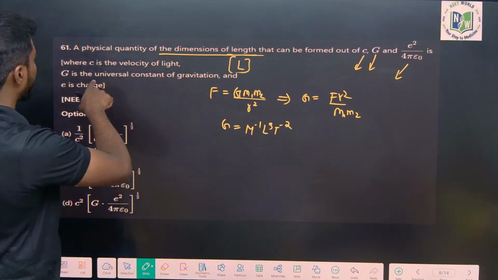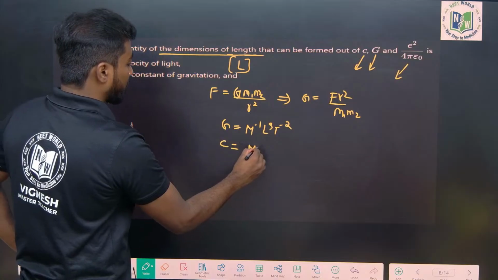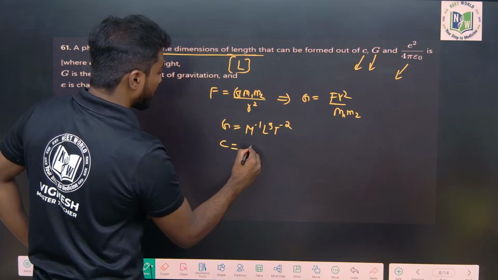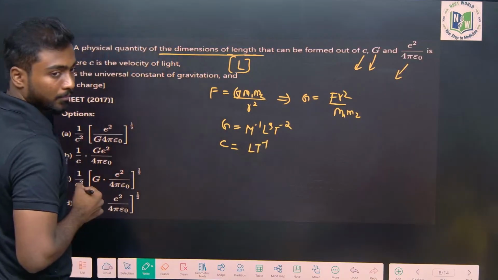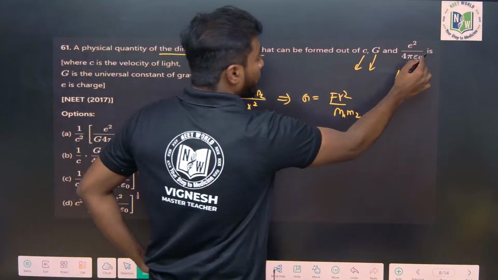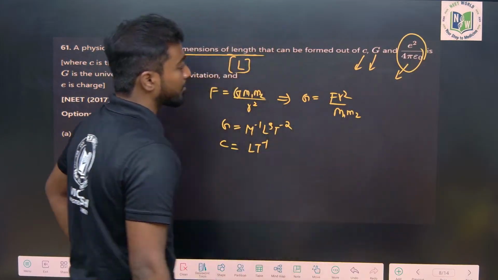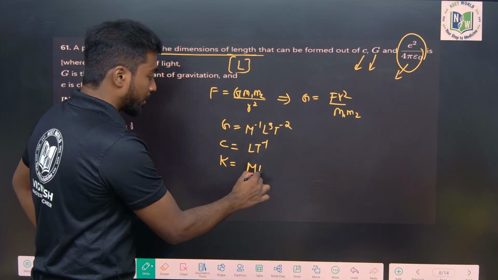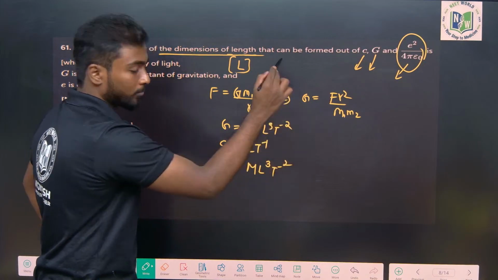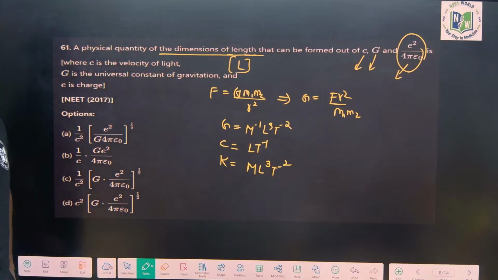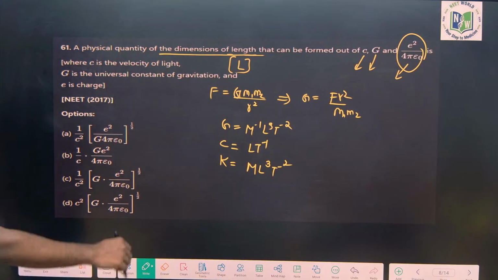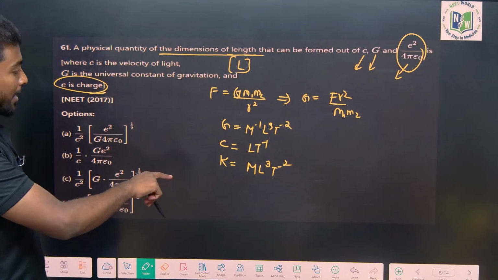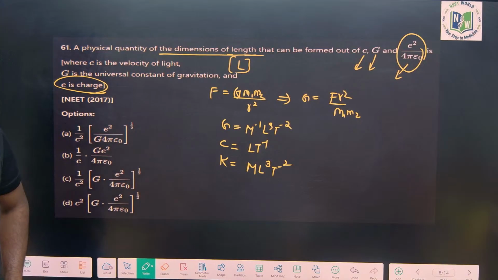Okay, what about C? M L T minus 1. Okay, for this constant, let me consider it as K. So for K I will give directly, which is nothing but M L cube T power minus 2, which is charge, potential energy. Okay, so M L cube T power minus 2.